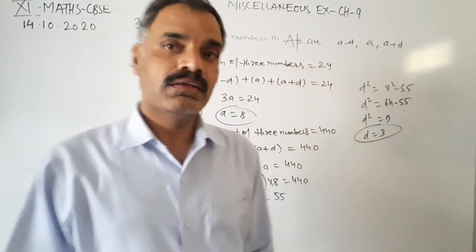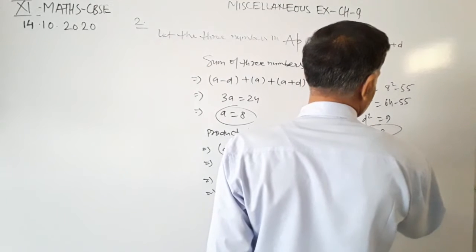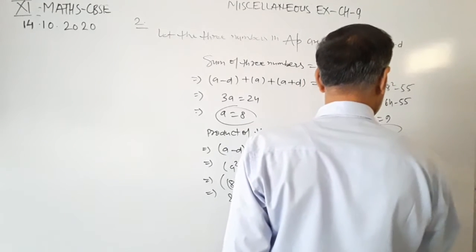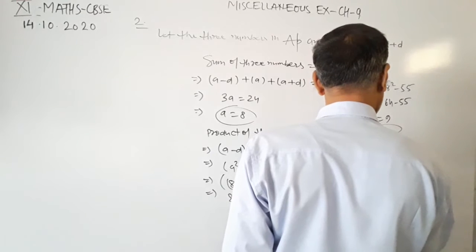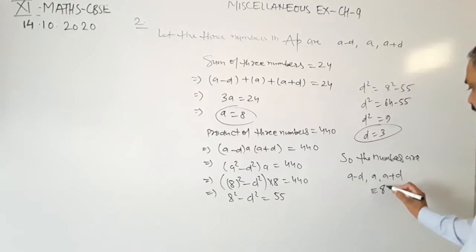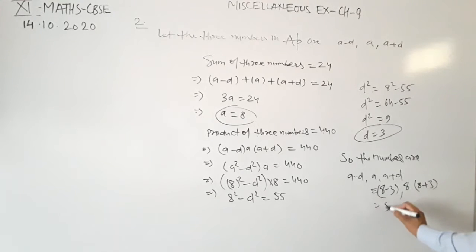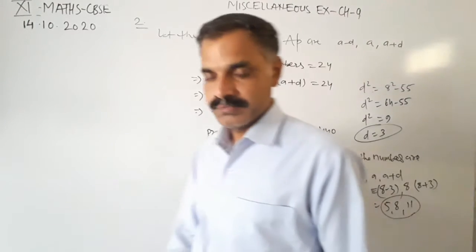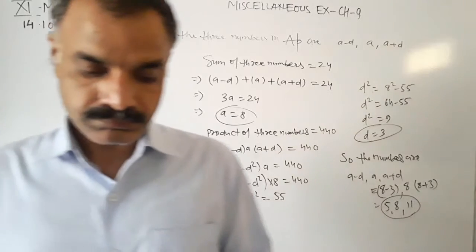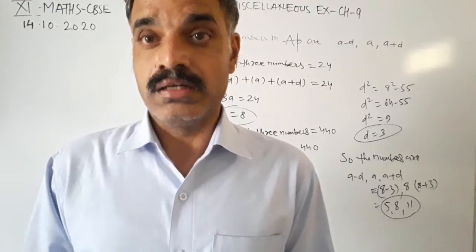Now we can find the numbers. So the numbers are a minus d, a and a plus d, that is 8 minus 3, 8, and 8 plus 3. So 5, 8 and 11, these are the three numbers. Okay, so this was question number second of the miscellaneous exercise chapter number 9.